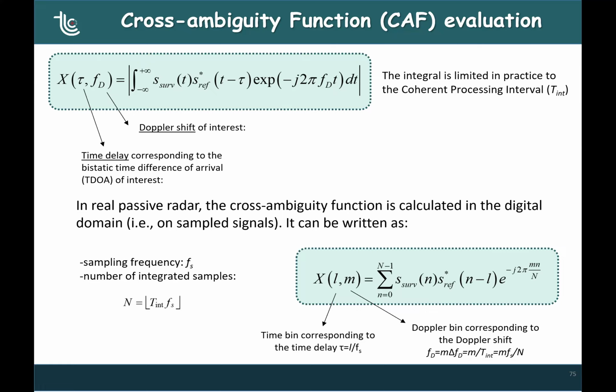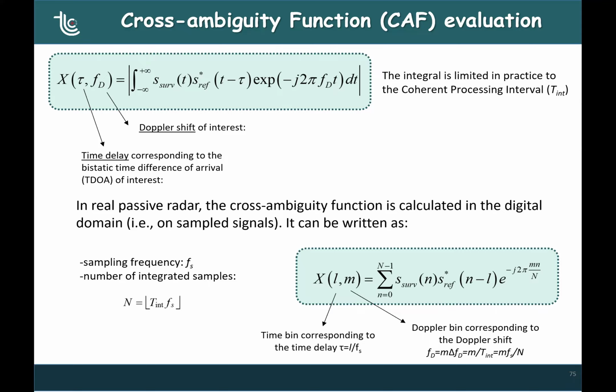And then the number of integrated samples is, of course, T_int, the coherent processing interval, times fs, that is the sampling frequency. This N could be very, very high depending on the integration time, so the coherent processing interval, and also the sampling frequency.